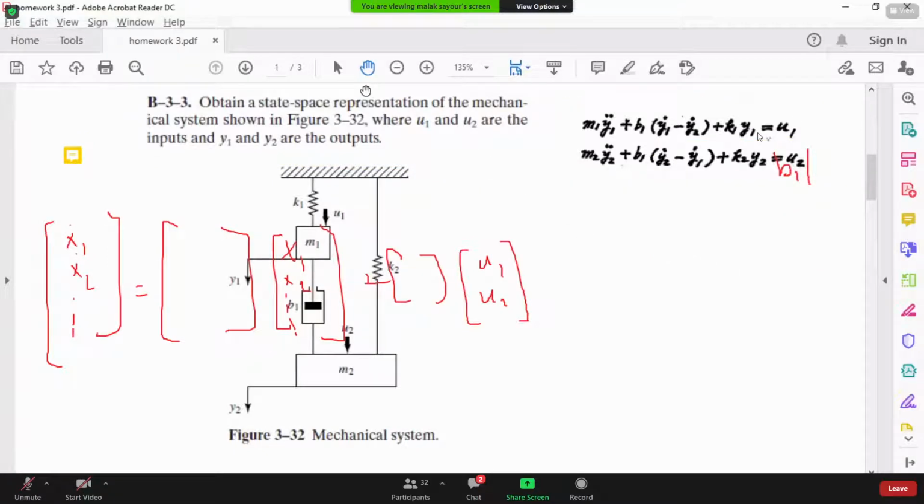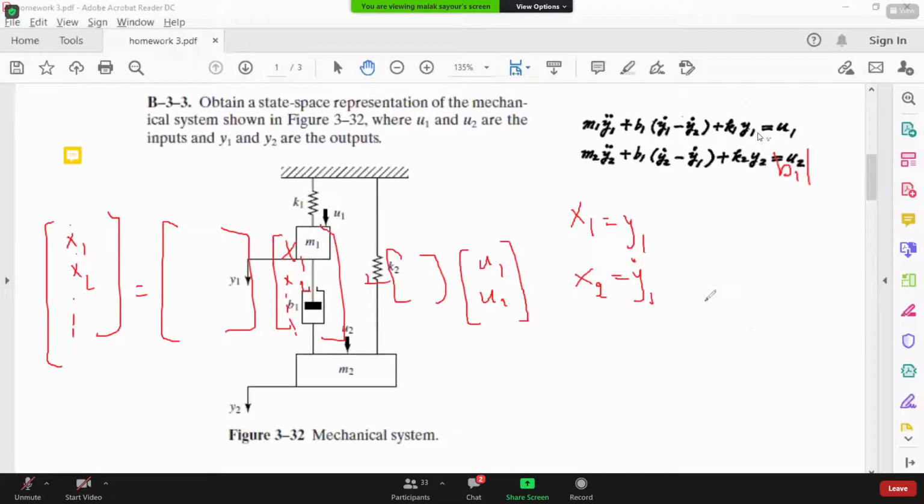We will start, as always, with x1 equal to y1. And then x2 is equal to y1 prime. I stop here. Why don't I put x3 equal to y1 double dot? Because I always stop at the highest order minus 1. So when I have y1 double dot, I stop at y1 dot.